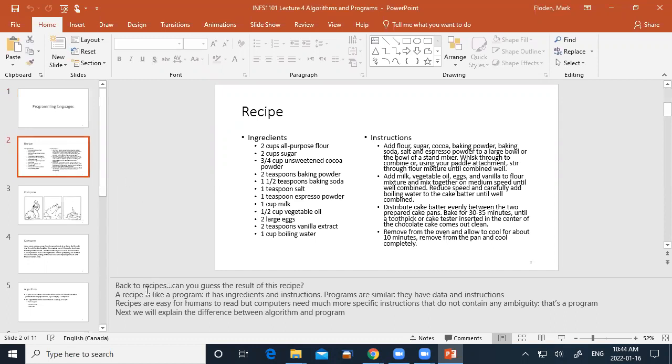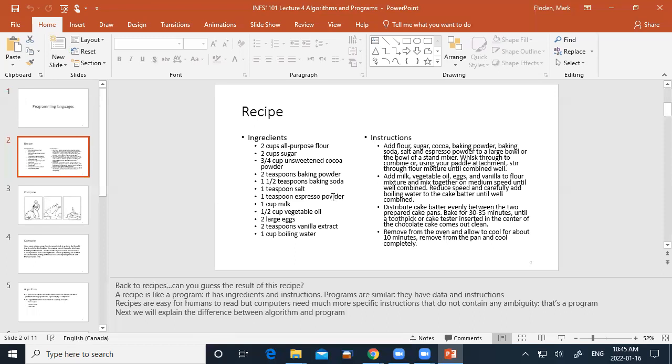Okay, so notice we got some little notes here on the recipes. Let's say we had a recipe. We've got some ingredients, which would kind of be like the data, and we've got some instructions. So that could be kind of like a program, right? We have data and we have instructions. A recipe, like a program, has ingredients and instructions. Recipes are easy for humans, but it would be hard for a computer.